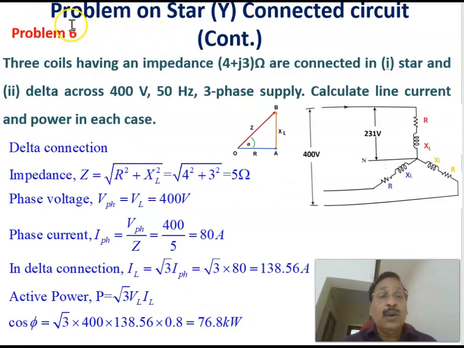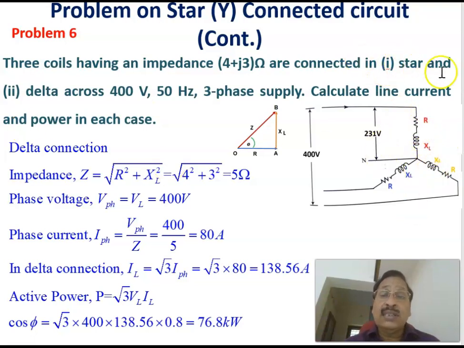Now the next problem, problem number 6, a problem on a star connected circuit. Three coils having an impedance of 4 plus J3 ohms, that is, 4 ohms resistance and 3 ohms inductive reactance, are connected in star and delta across a 400 volt 50 hertz 3-phase supply. Calculate the line current and power in each case. When it is delta, what is the line current and the power consumed? Similarly, when it is star, what is the current and the power consumed?